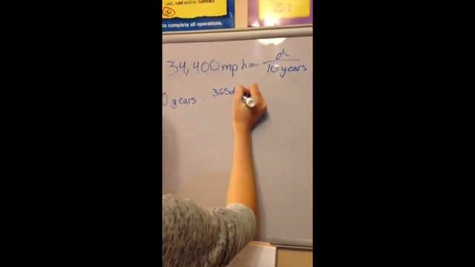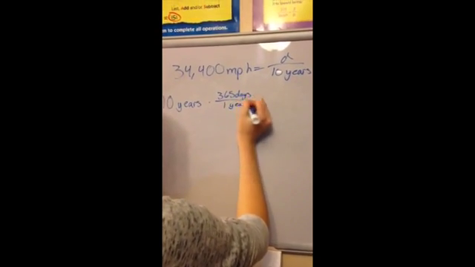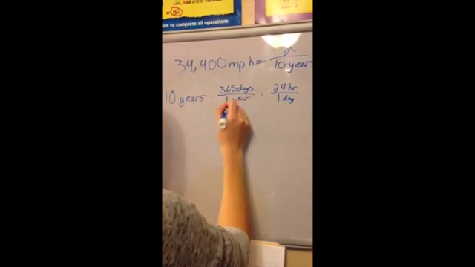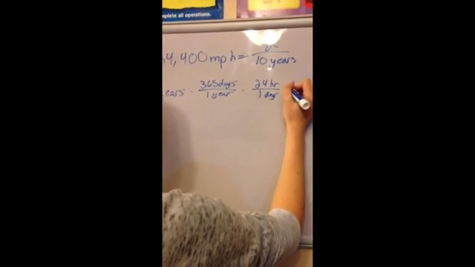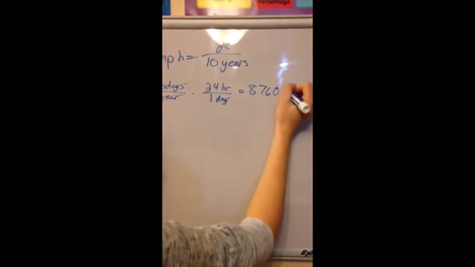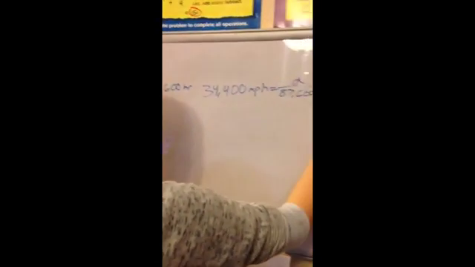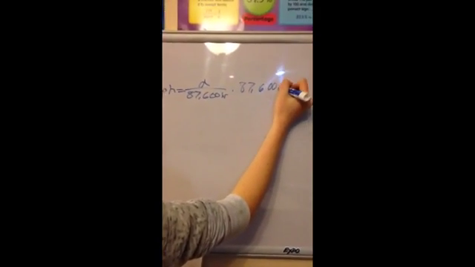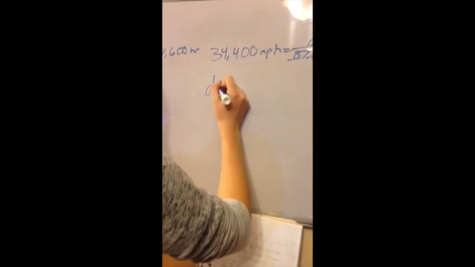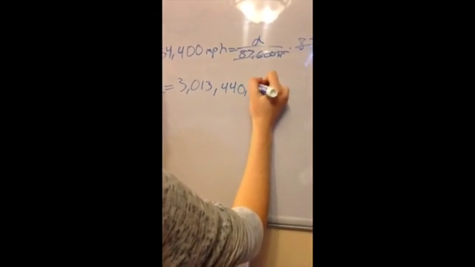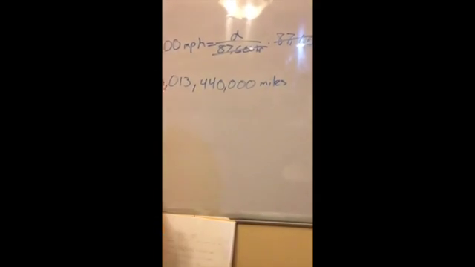10 years times 365 days over 1 year times 24 hours over 1 day equals 876,000 hours. If we take that value and multiply it to either side of our original equation, we can solve for distance. So the distance is 3,013,444,000 miles.